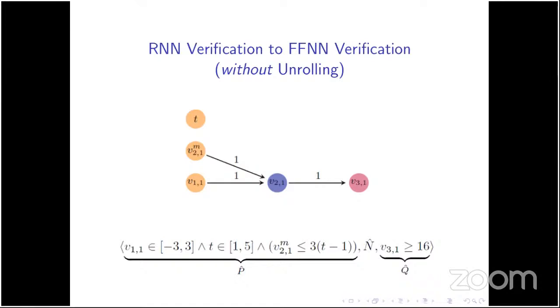So this is the constraint on T, and then you want to put certain constraints on the memory neurons. This is one constraint that they have put on memory neurons, that V21M is less than or equal to 3 times T minus 1. Now it's not clear how you get such constraints. It's not even clear what kind of constraints are useful. For instance, I could have a very relaxed constraint saying that V21M lies between -infinity and +infinity.